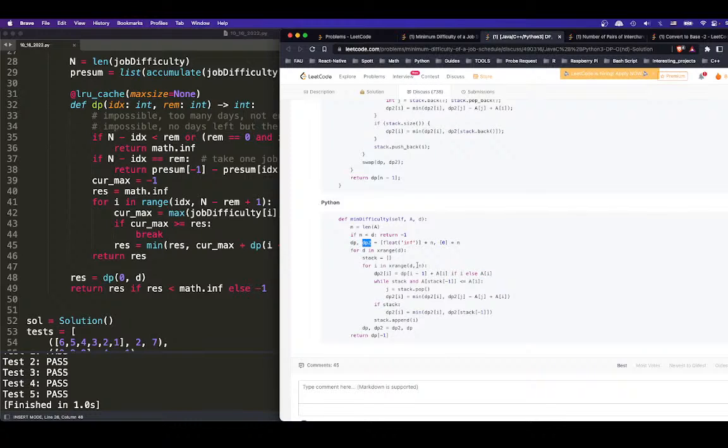Actually, I still don't know. The minimum job difficulty, it's a sum, right? It's a sum. And we're just saying that the previous will have a smaller difficulty. The sum of difficulty towards this is smaller than the sum of difficulty towards here. So you say I take the previous one? That I don't know, man.